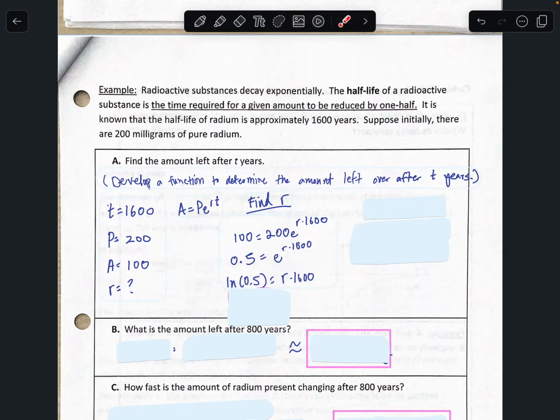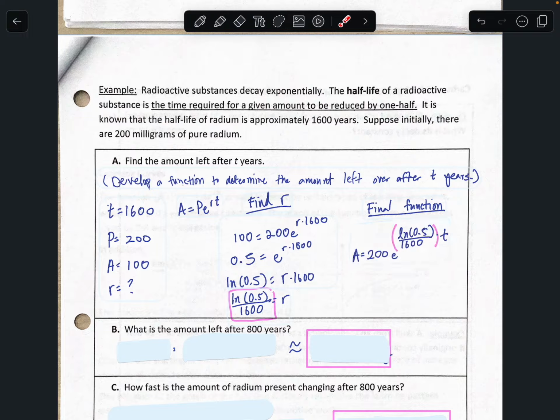Again, you're going to see that we're going to ln both sides after we isolate the e, and then we get an r value. Again, I'm keeping that in a non-decimal format because it is a really, really tiny number, and it's going to be a little harder to use in a problem. So I would just probably use ln of 0.5 over 1,600. We're going to plug in our r value into our final APERT to find that final function. A equals 200 e to the power of ln 0.5 divided by 1,600 times t.